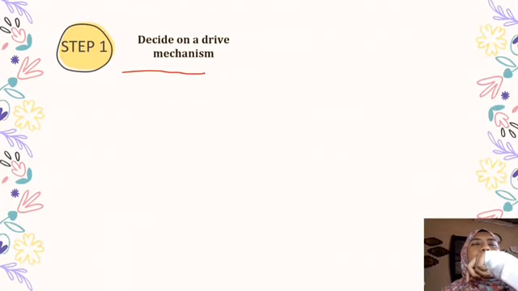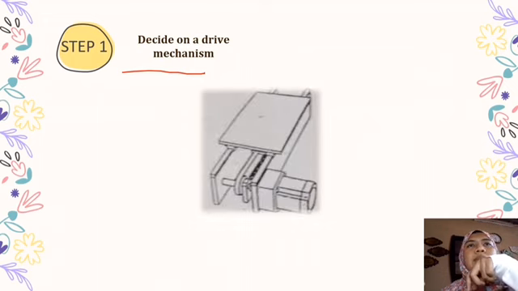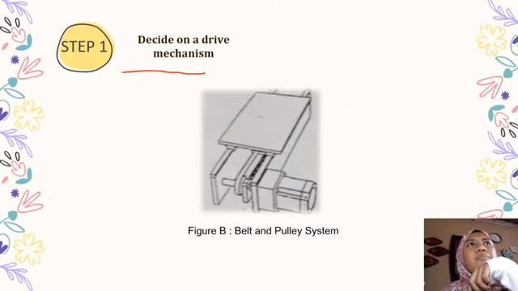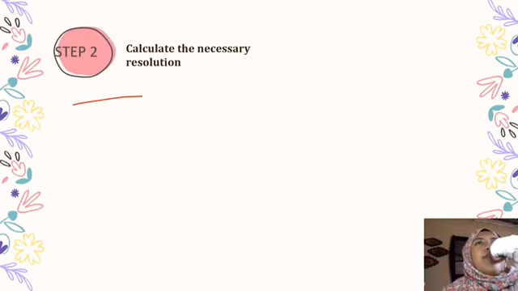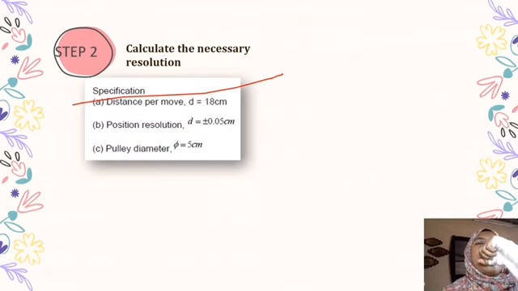For step 1, decide on a drive mechanism. This is the figure of the mechanism, which is a belt and pulley system. Step 2, we calculate the necessary resolution. The specifications needed are distance per move, position resolution, and the last one is pulley diameter.